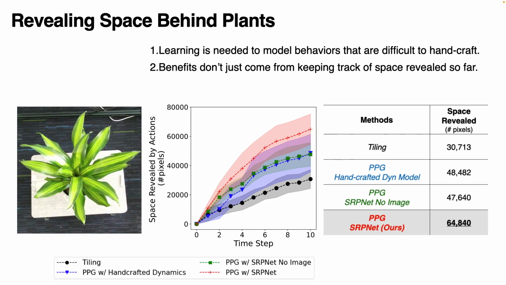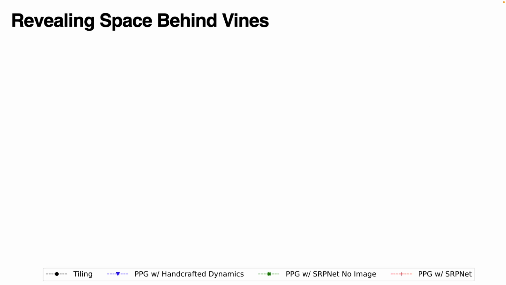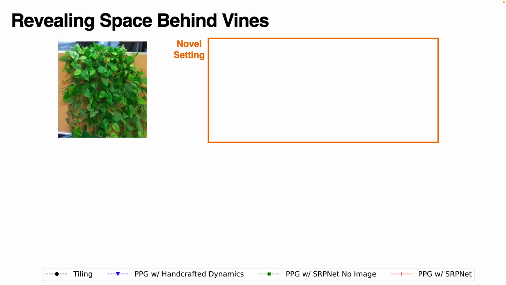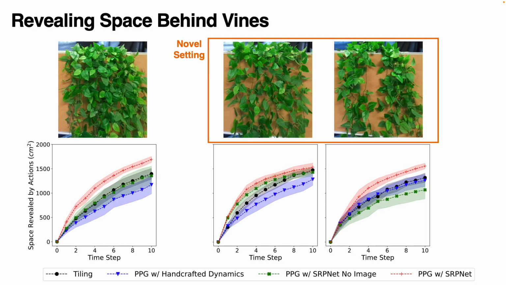Secondly, benefits don't just come from keeping track of revealed spaces. SRPNet can use visual information to reason about action outcomes. We also conduct the same experiment on vines. For vines, we consider 3 settings: a base setting, the setting as used for collecting training data, and 2 novel settings to test generalization: sparse vines and separated vines. In all settings, PPG with full SRPNet outperforms the baseline by 21%, 4%, and 18% respectively.